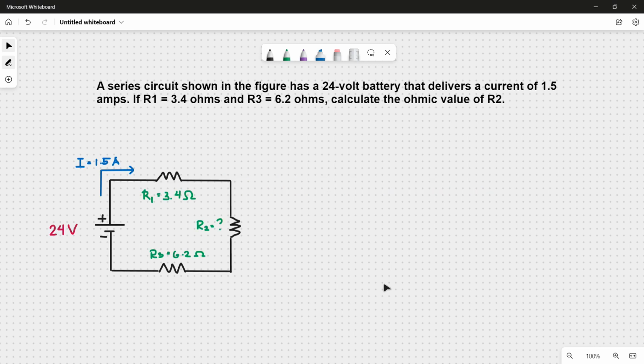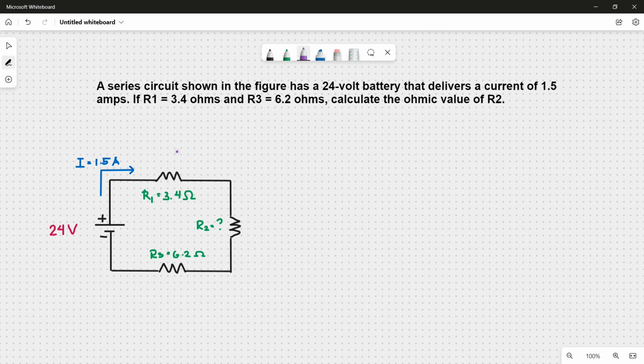A series circuit shown in the figure has a 24-volt battery that delivers a current of 1.5 amps. If R1 is equal to 3.4 ohms and R3 is equal to 6.2 ohms, calculate the ohmic value of R2.